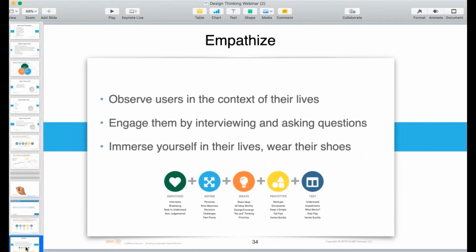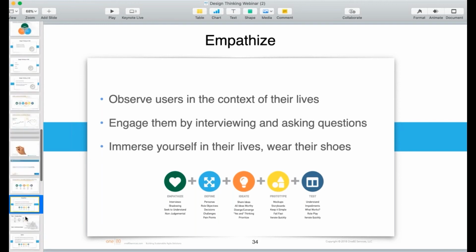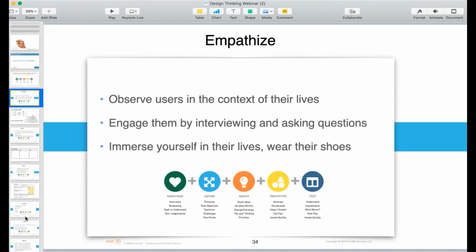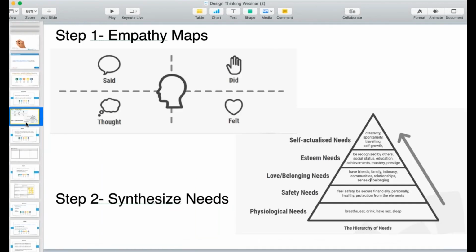It's about engaging with them, empathizing. It's about interviewing them, observing them, immersing ourselves in their lives, and really wearing their shoes to figure out the challenges that they have on a daily basis. As we are aware, customers have many needs. There's physical needs, safety needs, biological needs, all of those things. We really need to understand what our customers' needs are in the space that we operate in.